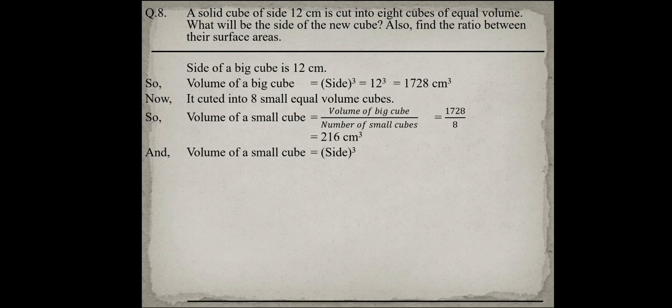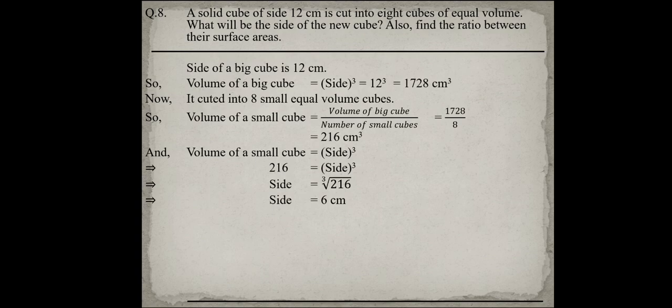Now see, the volume of a small cube is equal to side cube. We already found the volume of this small cube, that is 216. So side is equal to the cube root of 216, that is equal to 6 centimeter. So the side of this small cube is 6 centimeter, and the side of the big cube, the old cube, was 12 centimeter. Now we also need to find the ratio between their surface areas.